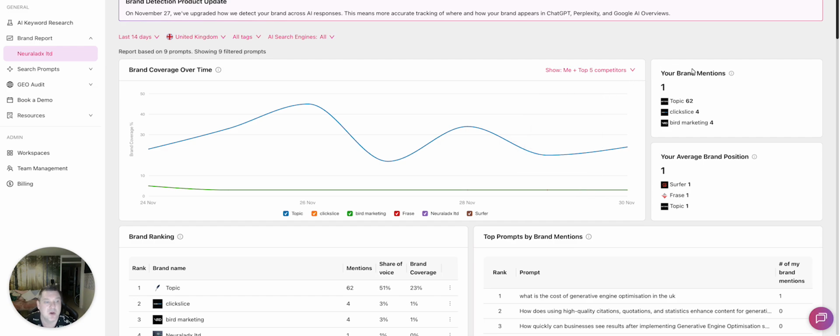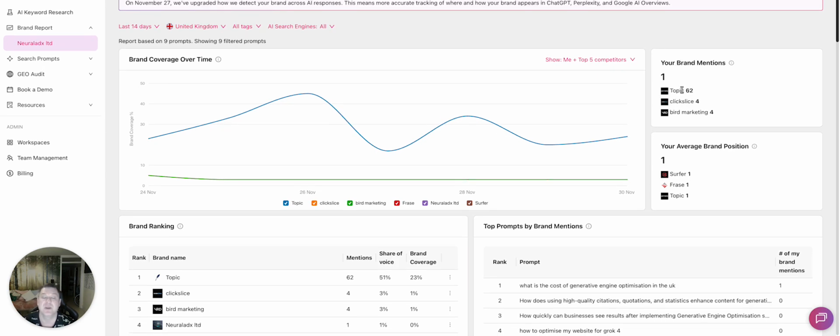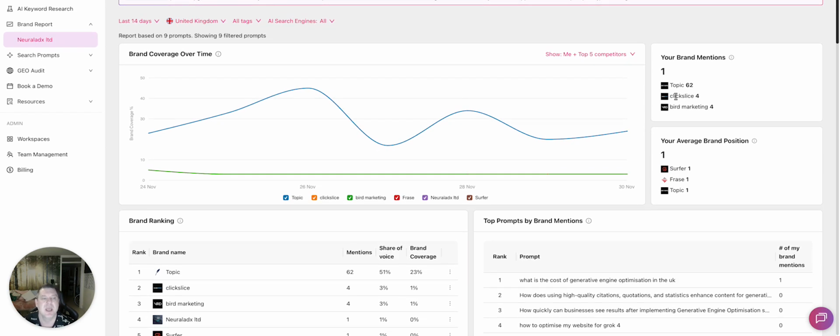If we look on the top right-hand side, you can see the brand mentions, which is a number of times your brand appeared in AI answers out of total track prompts. So what that basically means is that your company name has been written in the actual AI response, and that's all. And so for ourselves, in this regard, we've had 1 brand mention. The company Topic is doing very well with 62. And then you have the other competition, ClickSlice have 4 and Bird Marketing have 4.